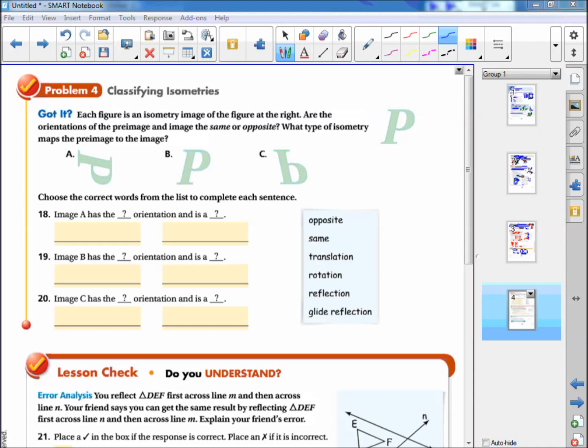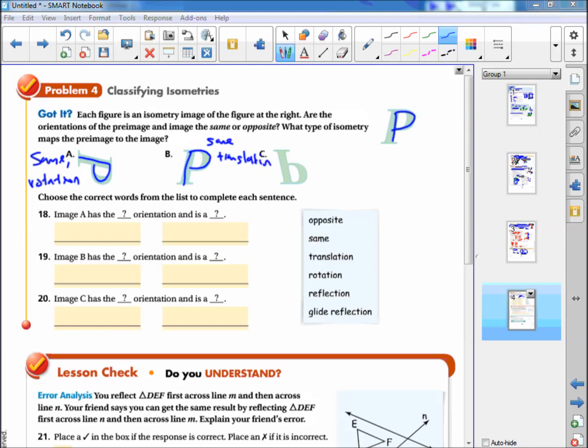So this is our pre-image. Okay, and for part A, our image has the same orientation. The P is not flipped over, it's not a backwards P, it's just been rotated. So this has the same. And what does a rotation? Oh, well, that's easy. A rotation is the isometry that made it. All right, so this P has the same orientation and is not rotated at all. So this is the same, and this is just a translation.